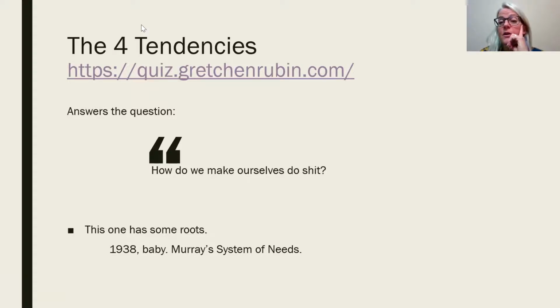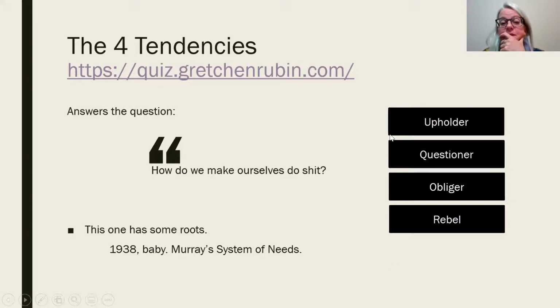Yeah. So let me tell you what this quiz is about. This one answers this question: how do we make ourselves do shit? Sometimes it's hard to make yourself do the things that you need to do, that you will actually benefit from, that others around you will benefit from. So here are the different types. These are the things where you're going to think, which one seems like the best one? Which one do I think I am?